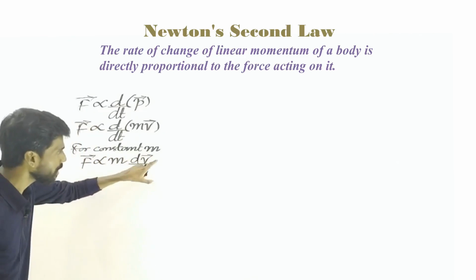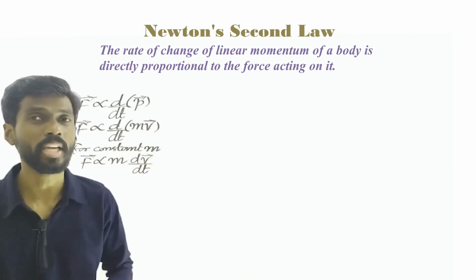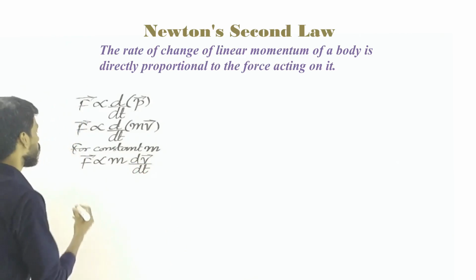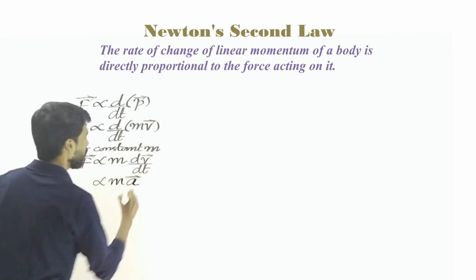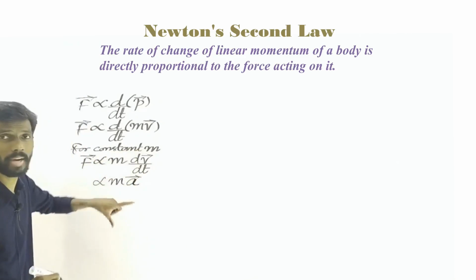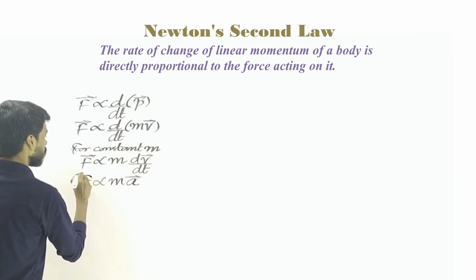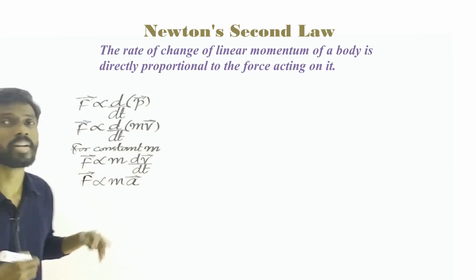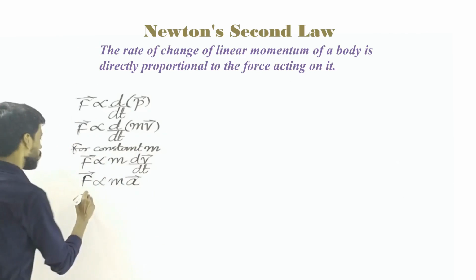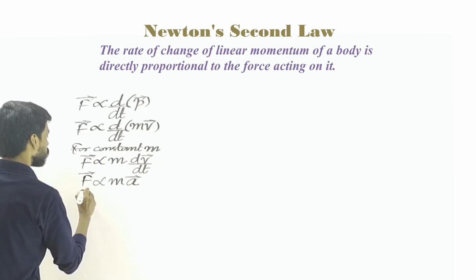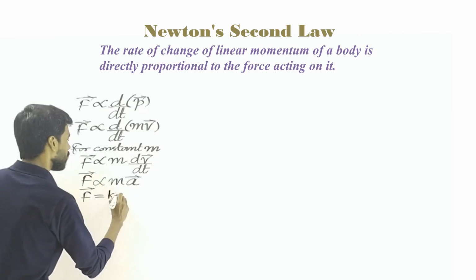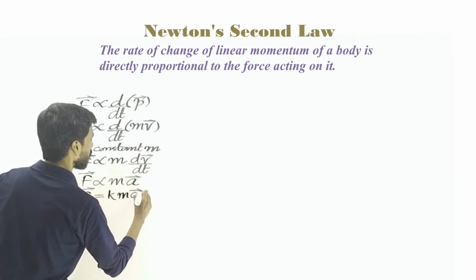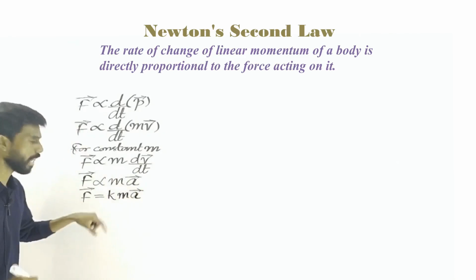Okay, what is dv by dt? That is the rate of change of velocity. Rate of change of velocity is what is called the acceleration. So the acceleration is dv by dt. So force is proportional to the mass times the acceleration. Now we will introduce some proportionality constant. So F vector equals, since proportional, some k m a vector. So F equal to k m a vector.